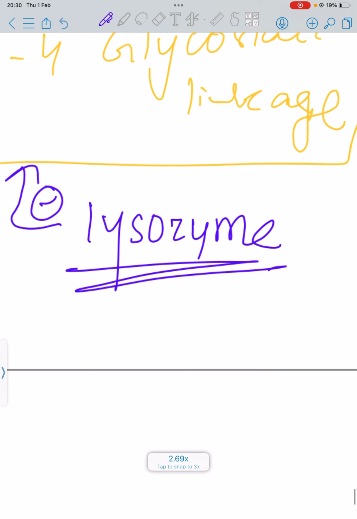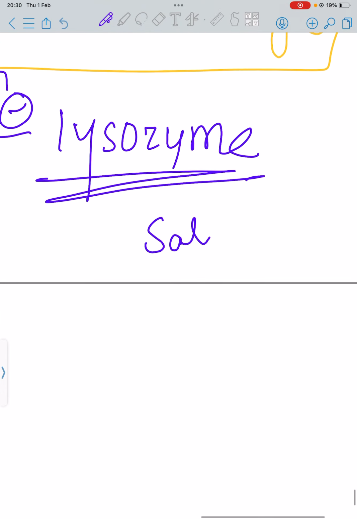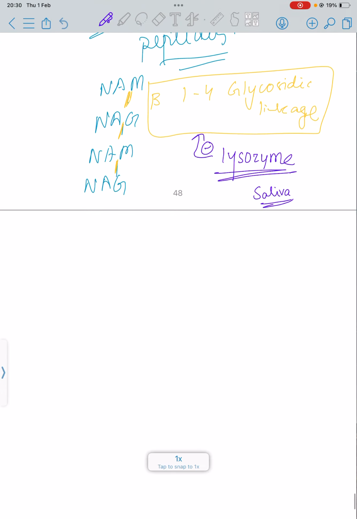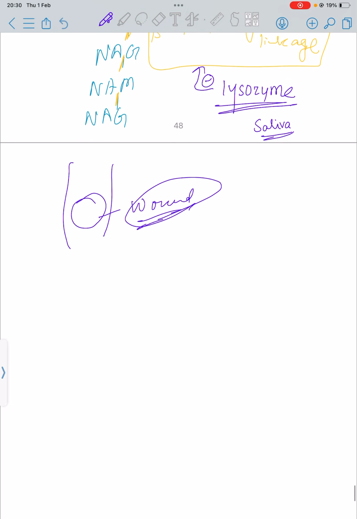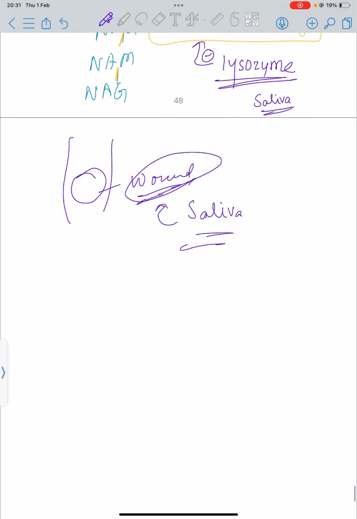Lysozyme. Where is this lysozyme found? Very easy example, saliva. If you remember, when we were small, if we would get any wound or any injury, what would we do? We would apply saliva. Would we not? Yes, we would. Why would we? Because saliva has lysozyme.